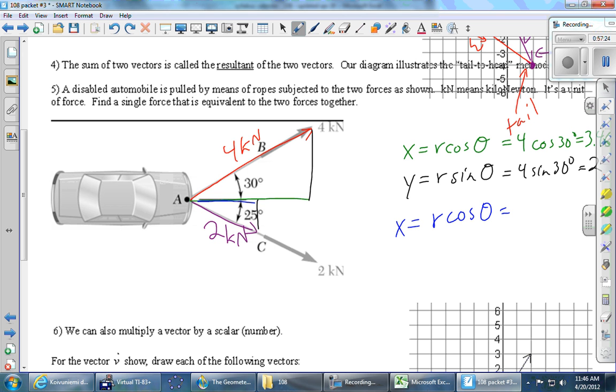Theta is not 25. How much is theta? Theta is negative 25. There's no axes there, but there are, right? If you're going to put axes somewhere, that seems like the place to put them. And if you go 25 degrees clockwise, that's really a negative 25-degree angle.